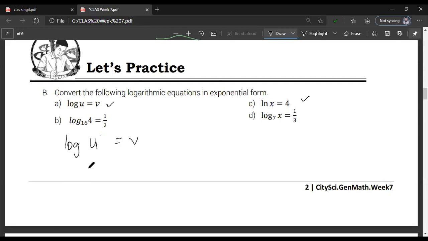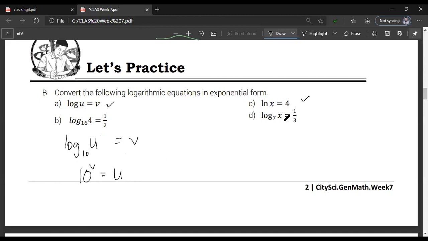Ano na siya? Ano yung base natin? Sige nga, isusulat natin siya as exponential form. 10 raised to v equals u. Okay, that is correct. Di ba may imaginary na 10 dito? So, that's correct. We have 10 raised to v equals u.